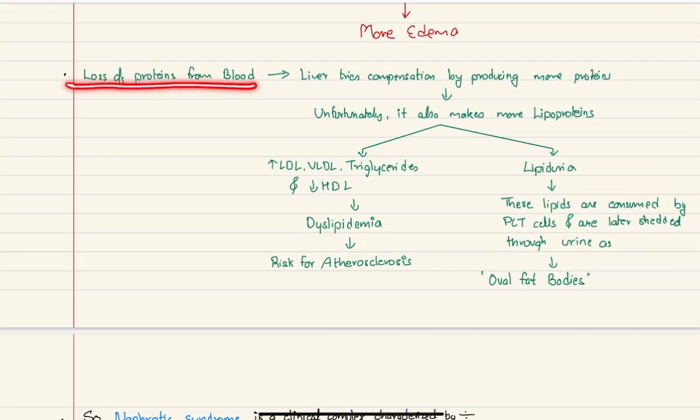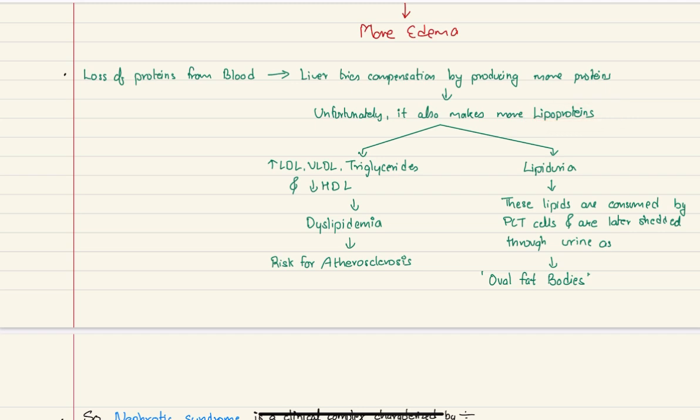There is loss of proteins from the blood in nephrotic syndrome, and this protein loss is in heavy amount. So the liver will try to compensate by producing more proteins. We know that the liver is already producing proteins, right? So when there is loss of heavy proteins, the liver will try to compensate, but during this process, unfortunately, it will start making lipoproteins as well. So the lipoproteins will be formed. The level of lipoproteins in the body will increase.